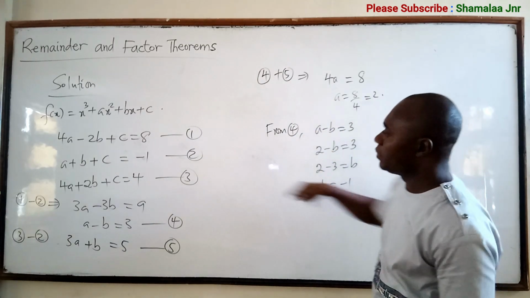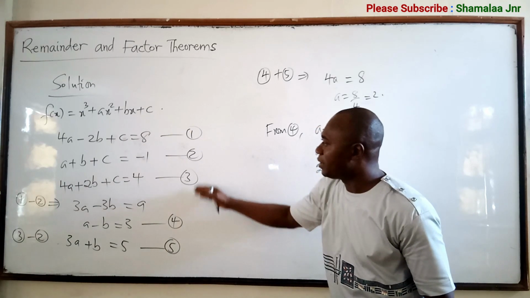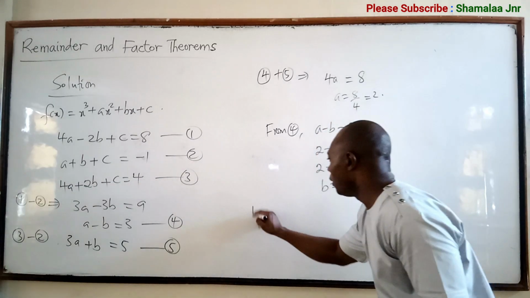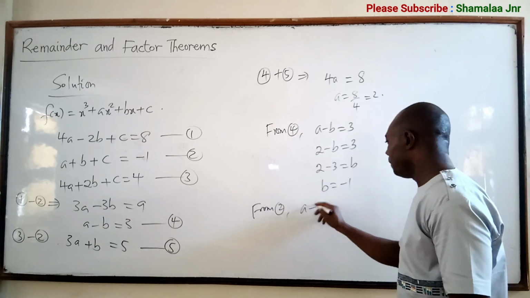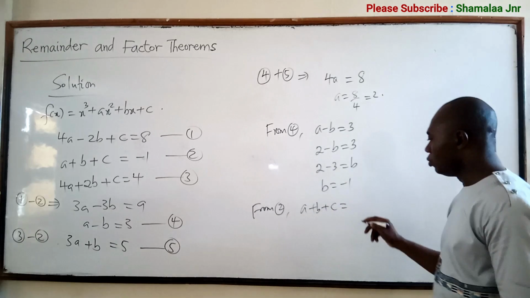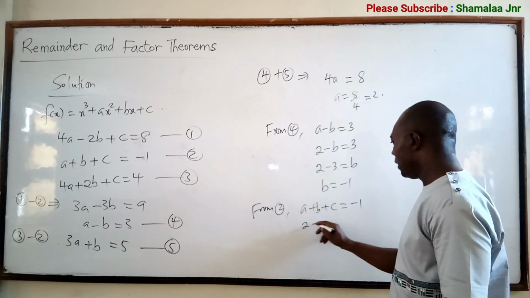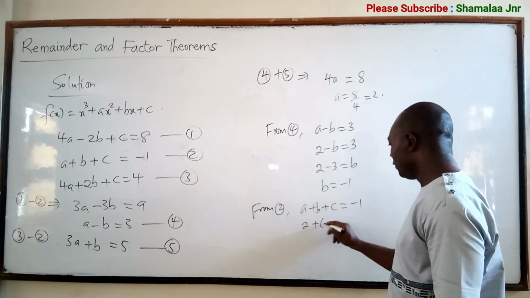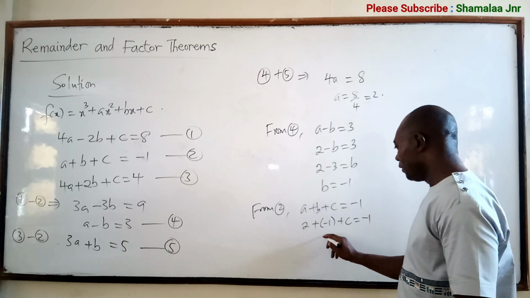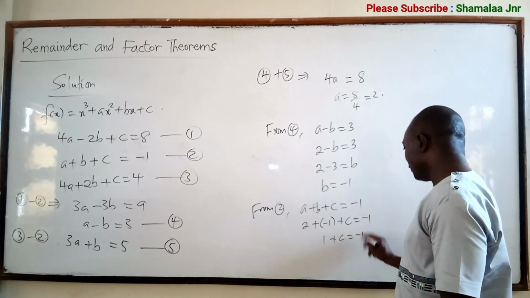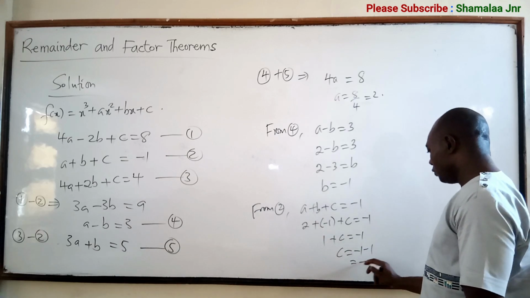Now, we now know the values of a and b. We can put these values in any of these three equations. So let's take the simplest one. Yes, let's take the simplest one. So you can say from equation 2, a plus b plus c is equal to negative 1. Now our a is 2 plus our b, the b is negative 1, plus c is equal to negative 1. 2 plus negative 1 will be 1, plus c is equal to negative 1. So our c is equal to negative 1 minus 1. So c is equal to negative 2.